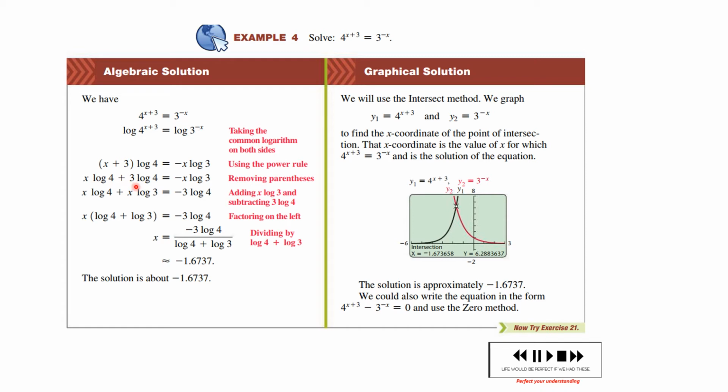And now I collect terms that have the x's on it. So I'm going to add this term to both sides, and I'm going to subtract this term from both sides. Then I can factor out the x. And this, even though it looks like a complicated expression, it really is just a number. So I can divide both sides by that, and I get x is equal to this. This isn't an exact answer, but it's approximately, if you plug this into your calculator, minus 1.6737. Again, you're invited to perfect your understanding by doing problem number 21.